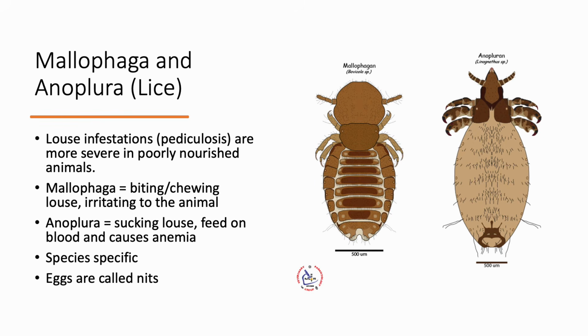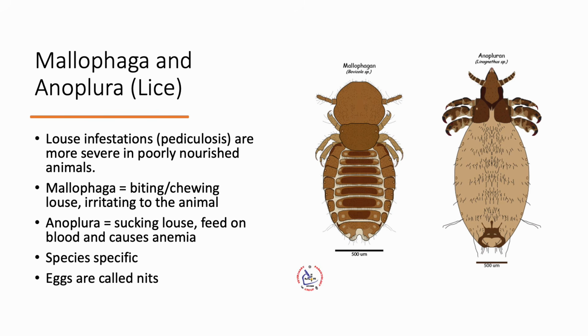Next, we have Mallophaga and Anoplura, which are both lice. If we have a louse infection, it's called pediculosis, and it's going to be more common in poorly nourished animals. There are two families of lice. The Mallophaga are the biting or chewing louse, and they really just cause irritation.